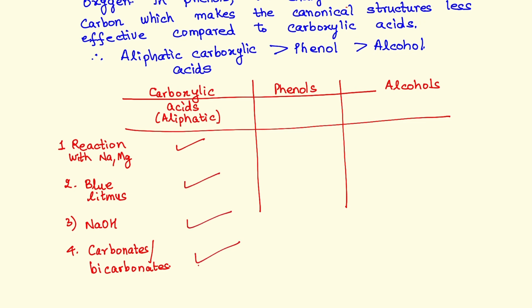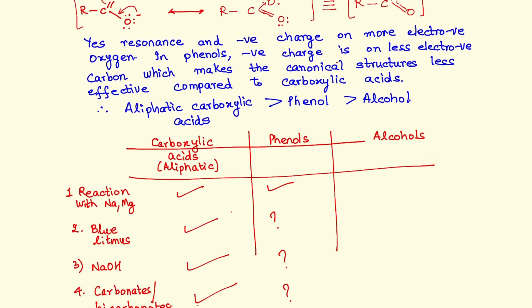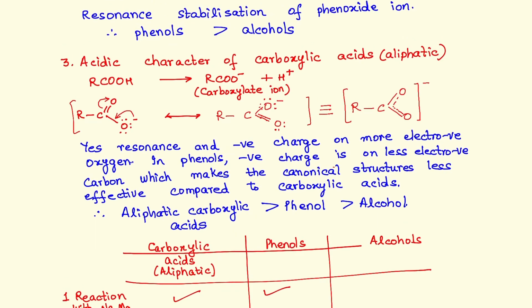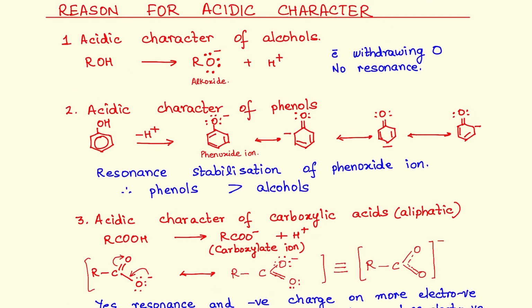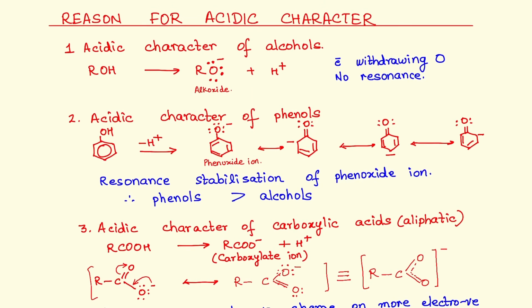What about phenols? Do they react with active metals? Do they turn blue litmus? Do they react with bases? Do they react with carbonates and bicarbonates? Same way for alcohols, and this will be a good comparison as well as correlating what you are explaining regarding the acidic character of each one of them.